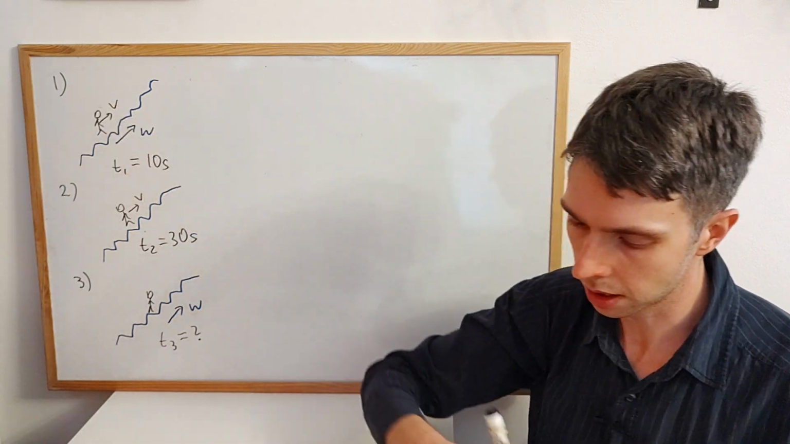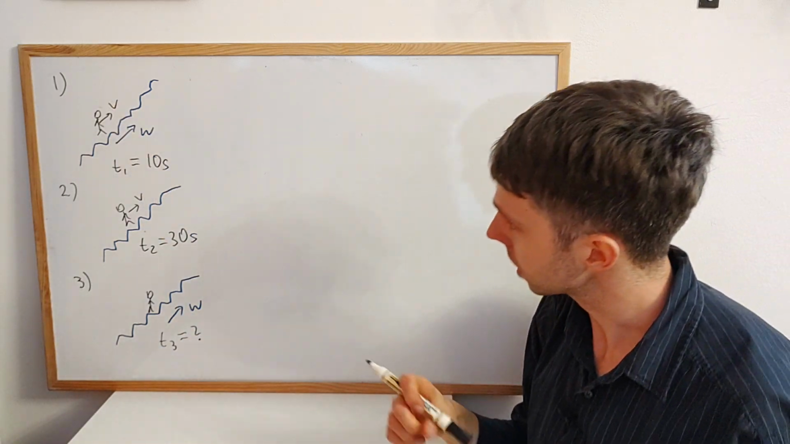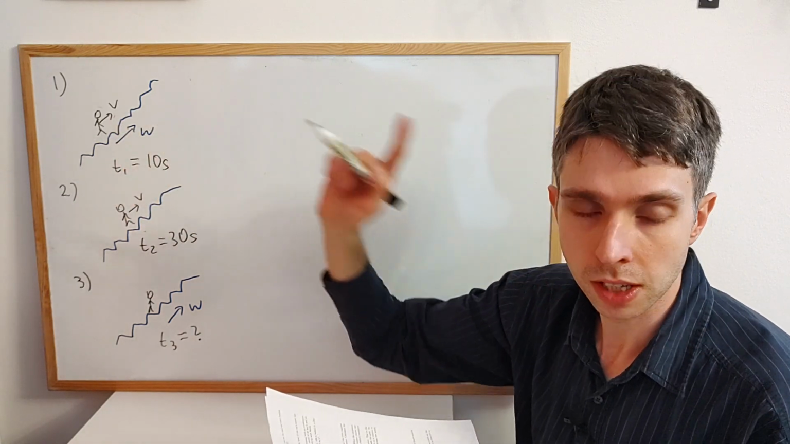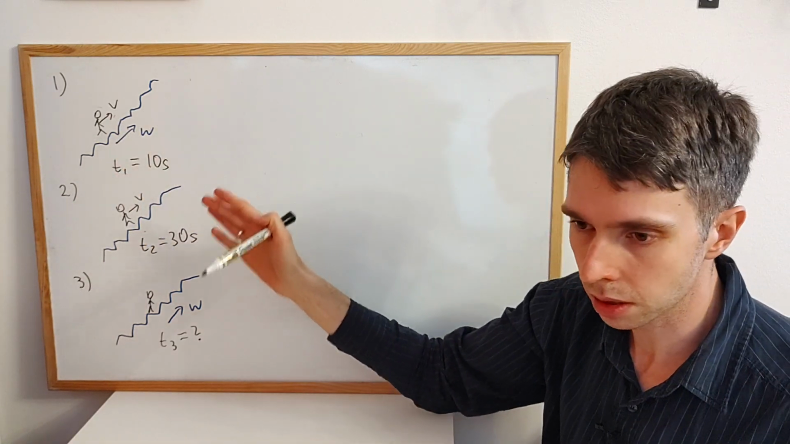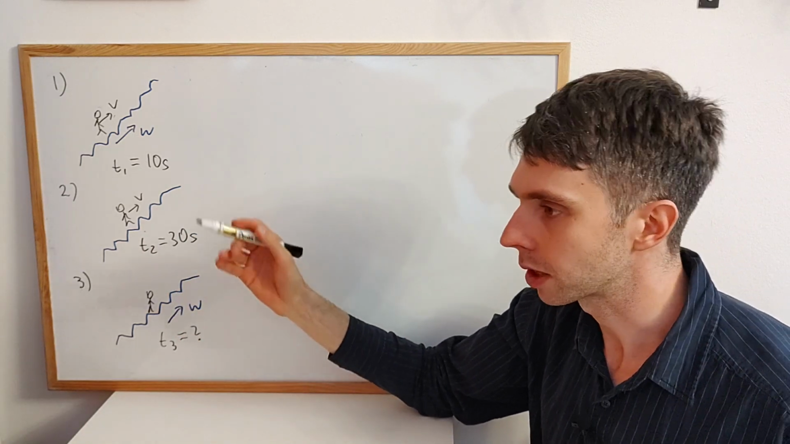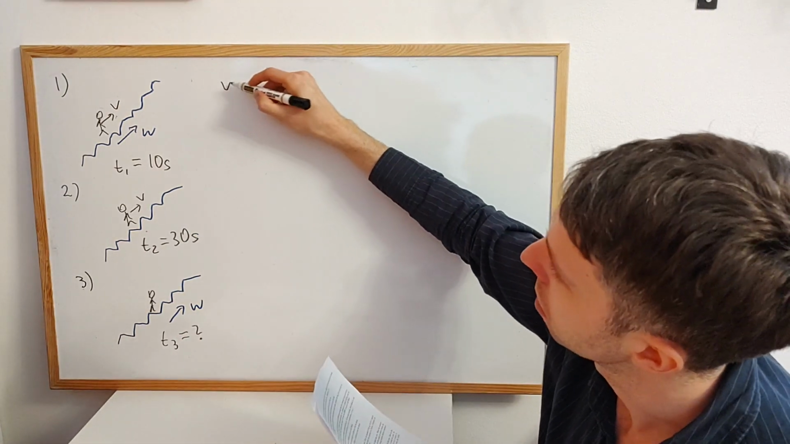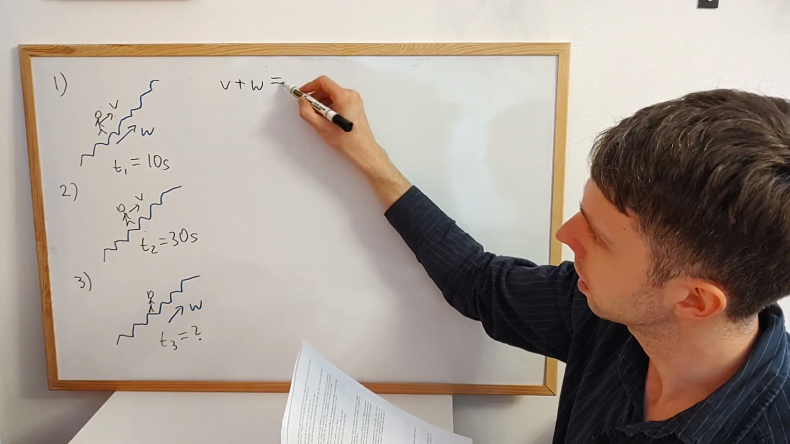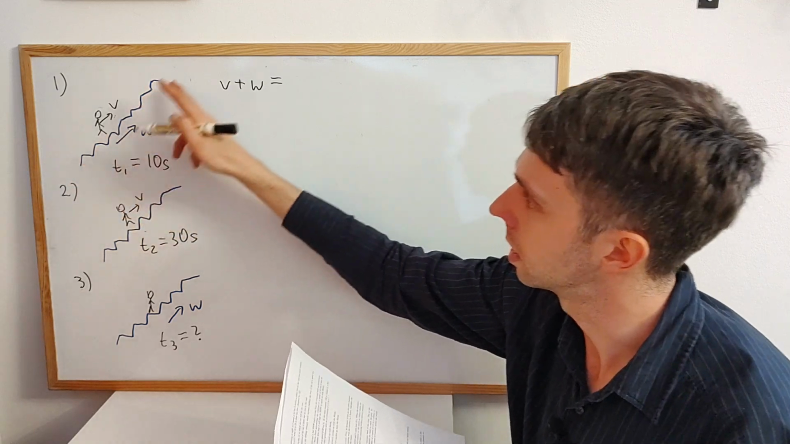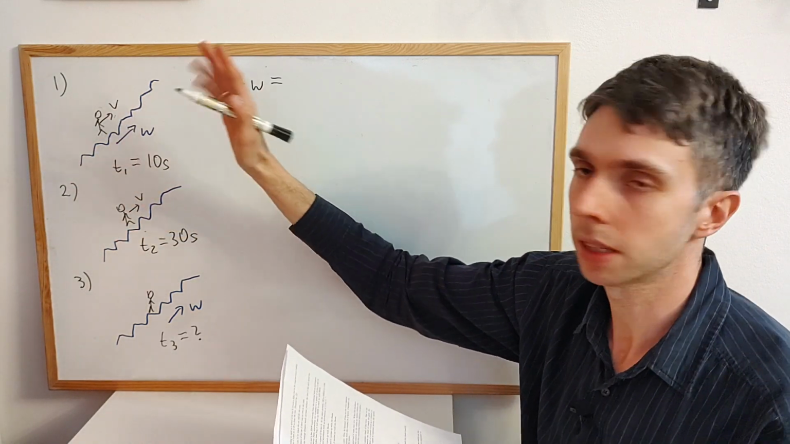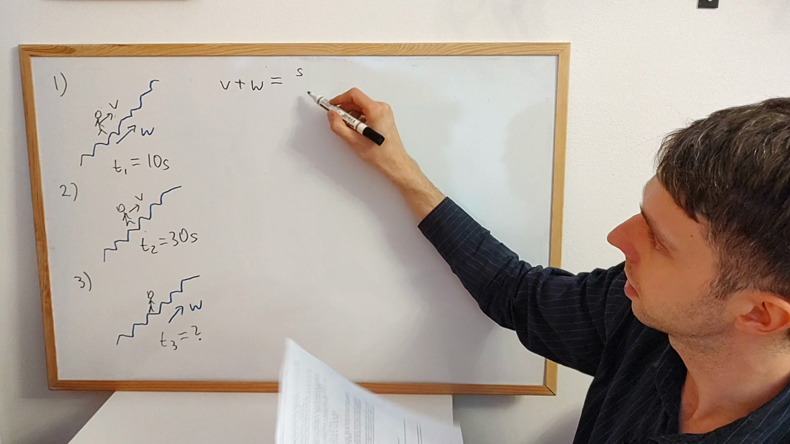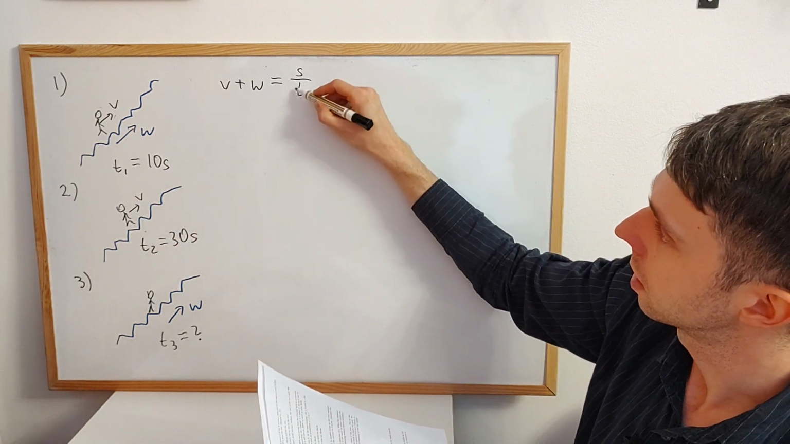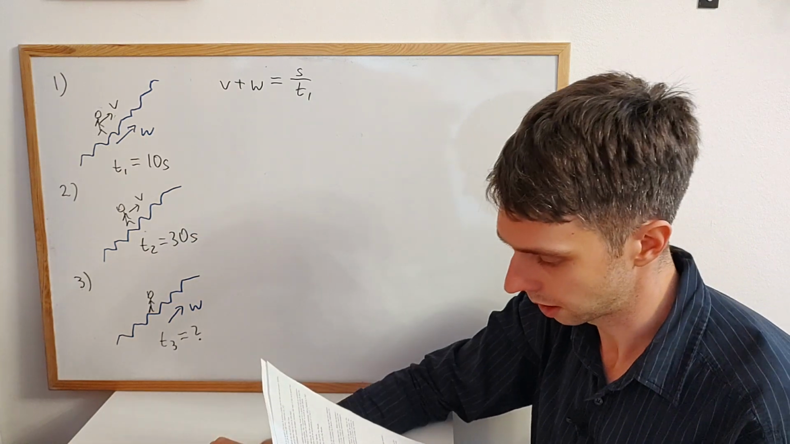So that's the first situation. The speed of the customer relative to the surroundings, to the floor, to the shops in this shopping mall, would be v plus w, and the distance from the bottom to the top of the escalator is some distance s, we don't know, and it takes him time t1, 10 seconds.